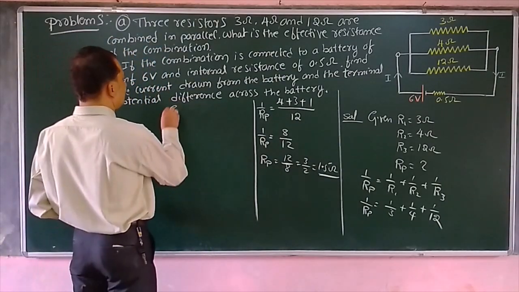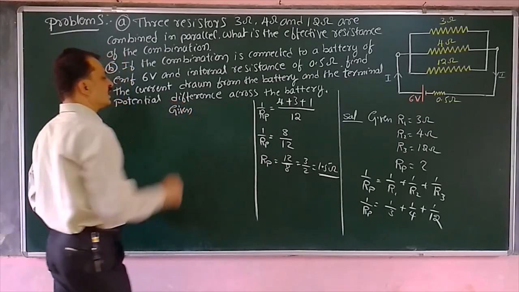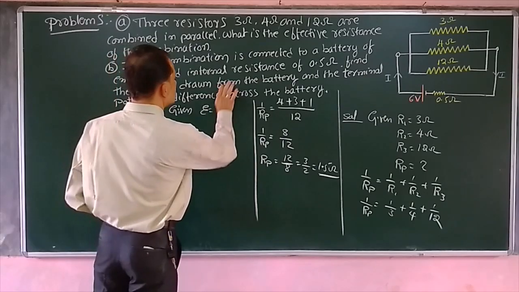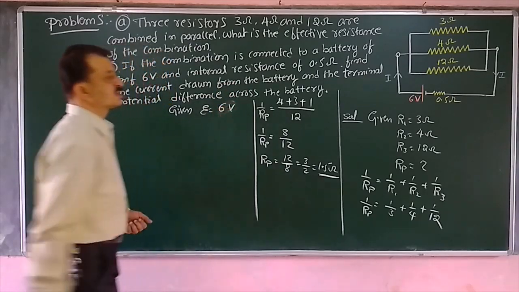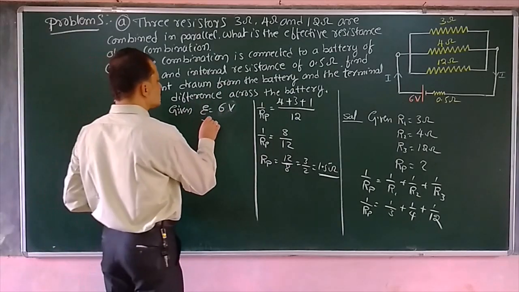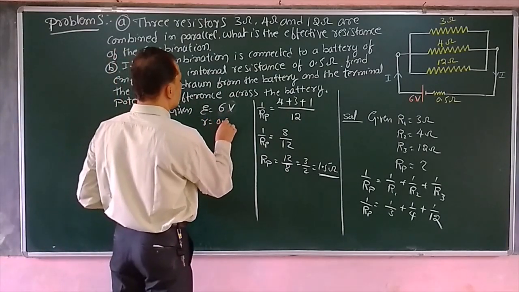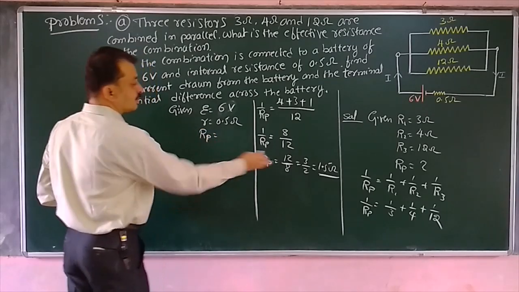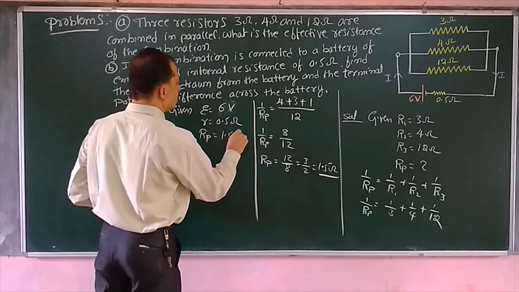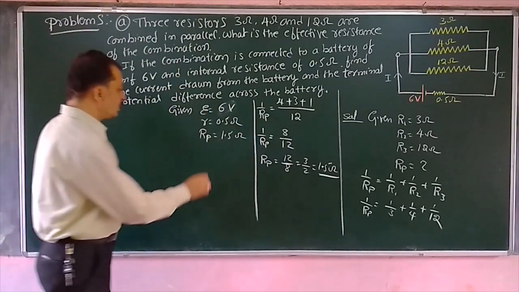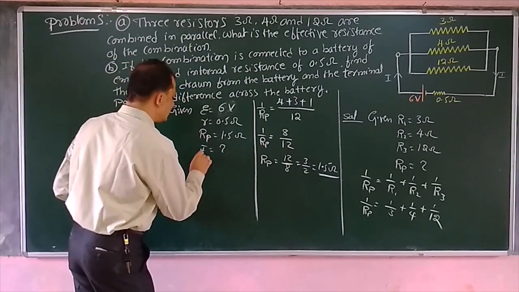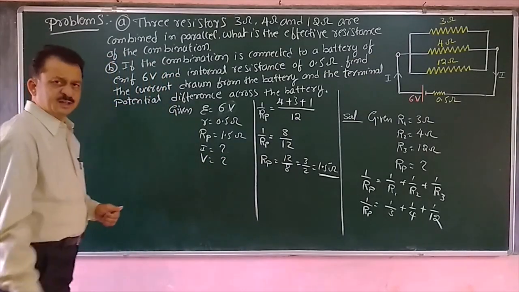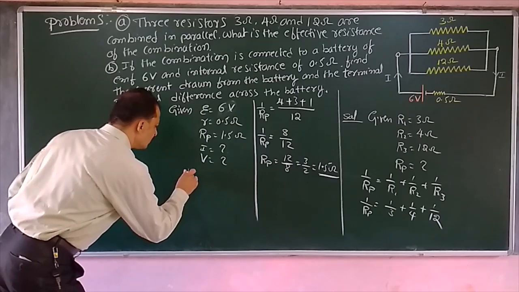Now here, for the second case, they have given EMF is 6 volts. Internal resistance small r is equal to 0.5 ohm, and the capital R, RP, that we have just worked out, is 1.5 ohm. Next we have to calculate what is the current and what is the terminal potential. Clear? Now for the current we have a simple relation.